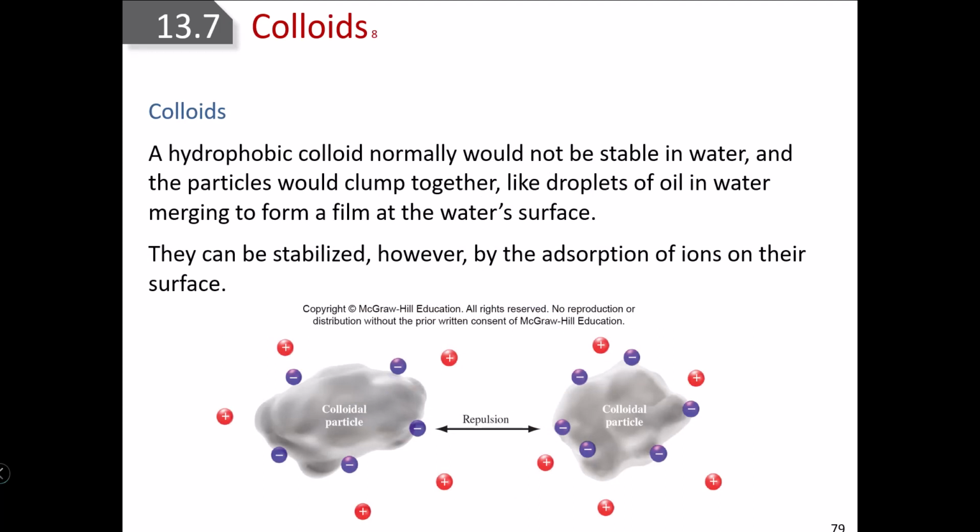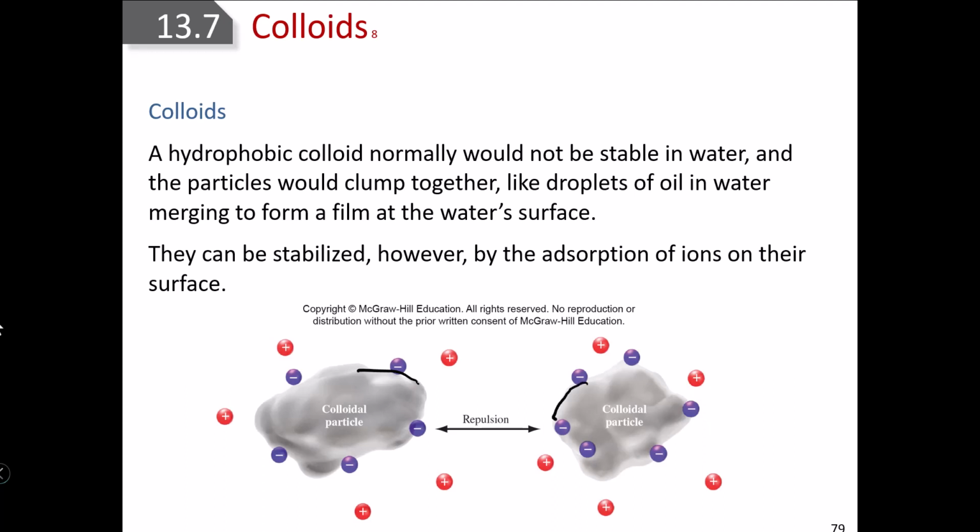So it plays out in everyday life. Let's look at this next slide. These hydrophobic colloids will repel each other, and so hydrophobic colloids would normally not be stable in water. The particles would clump together like droplets of oil in water, okay? But they can be stabilized, however, by adsorption of ions. So normally these two things would clump together, that one and that one, because they're both nonpolar, if you want to think of it that way.